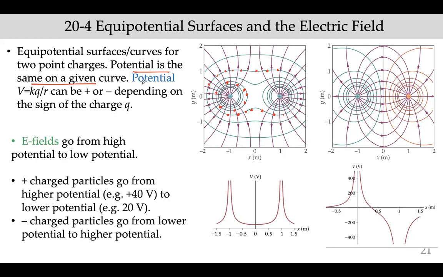The other thing is the potential, which is kq divided by r for point charges. It can be positive or negative depending on the sign of the charge. So if you have two plus charges, of course, the values are always positive. If you have one plus, one negative, the plus charge produces positive potential, negative charge produces negative potential. As you can see, these values are for the negative potential.